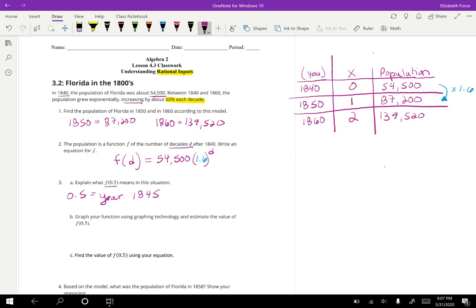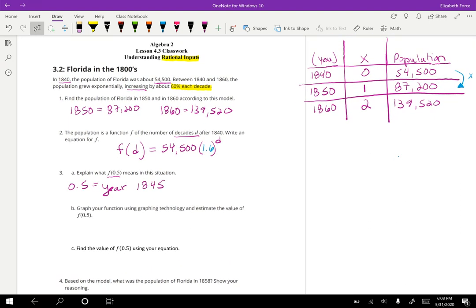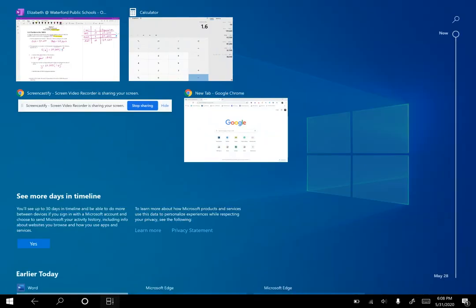Now, let's go ahead and look at B. Graph your function using graphing technology and then estimate the value of f of 0.5. Well, I guess I don't really know the point of estimating if I can just plug it into my equation, but we'll just do what it asks us to do. So let's go over there and graph it into Desmos. Now remember, when you graph it into Desmos, you got to use y for your function. 54,500. 1.6 is my growth factor, and you got to use x for your inputs. So let's head over to Desmos.